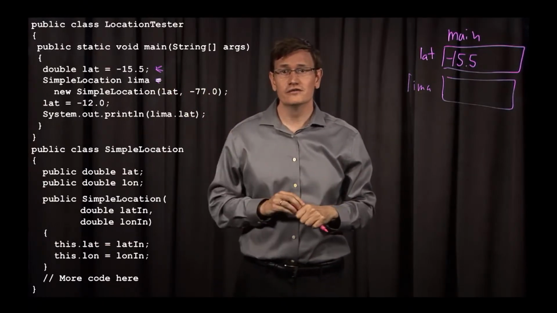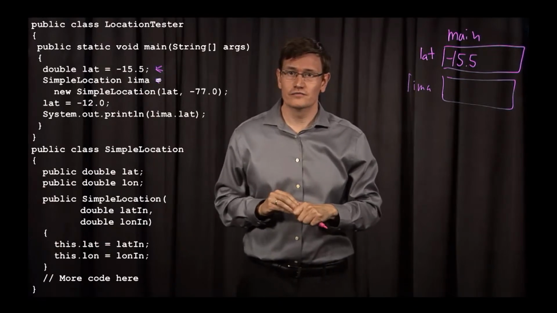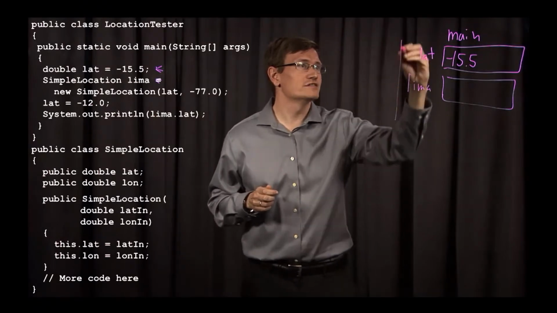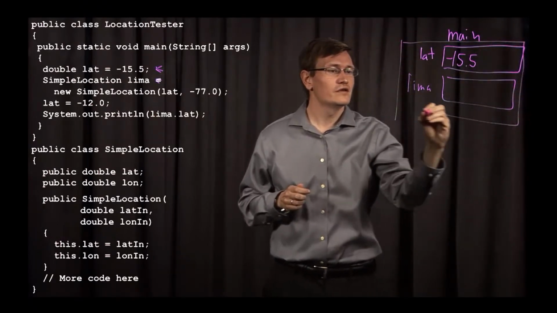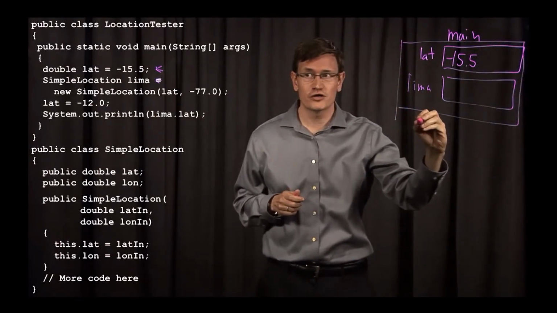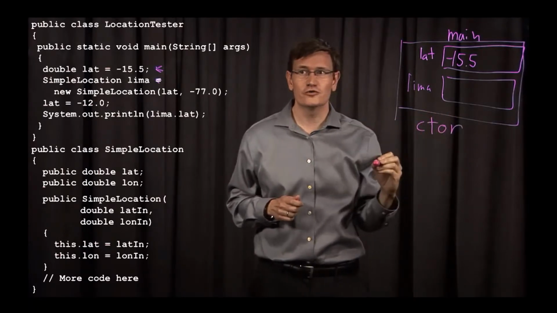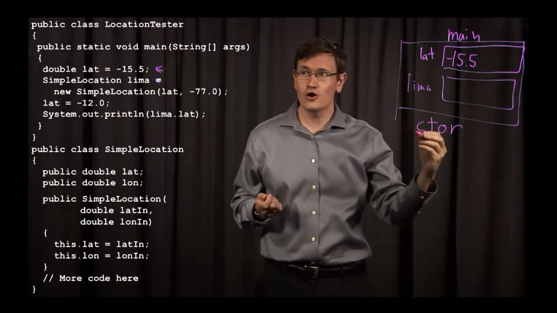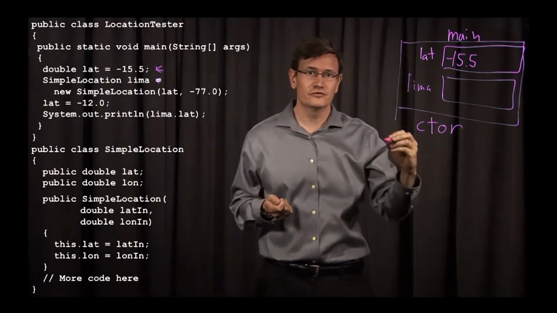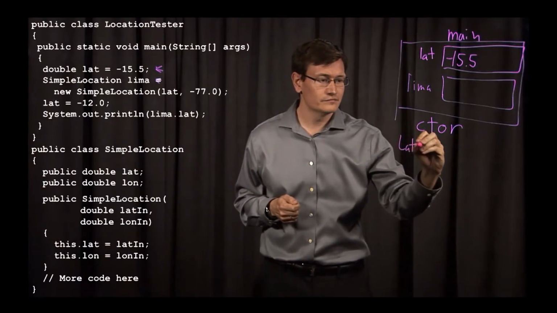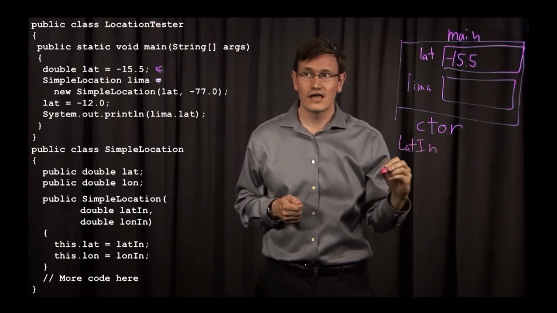That operation is now going to call the constructor. So let's move to the scope of the constructor. Box this off as the scope of main. Box off the scope of my constructor in simple location. CTOR stands for constructor. And within that scope, I've passed now two parameters. So it has two variables, both lat in and long in.